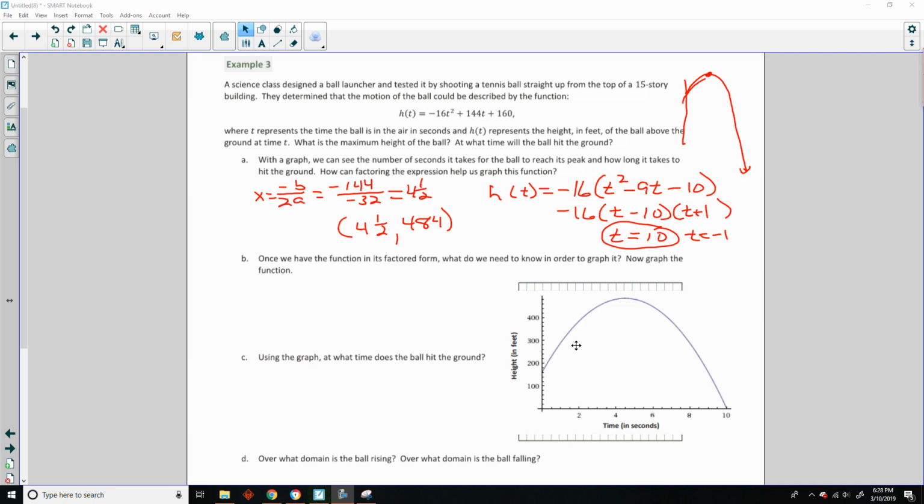Okay, it is really difficult to graph these with my pen, so I just copied and pasted the graph of what it would look like. So we are at a height of 160. We shoot it up in the air at 4.5 seconds. It reached its peak of 484 feet, and then it starts to descend, and at the 10-second point, it hit the ground. Okay, using the graph, what time does the ball hit the ground? When t equals 10.